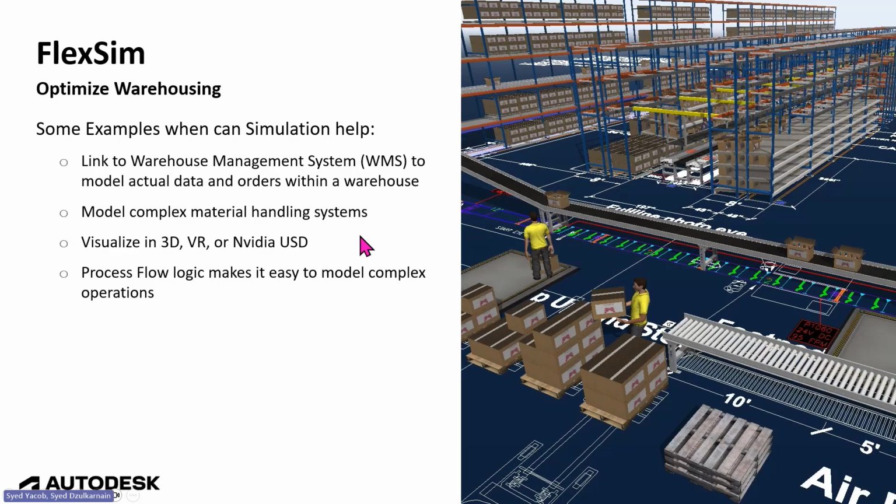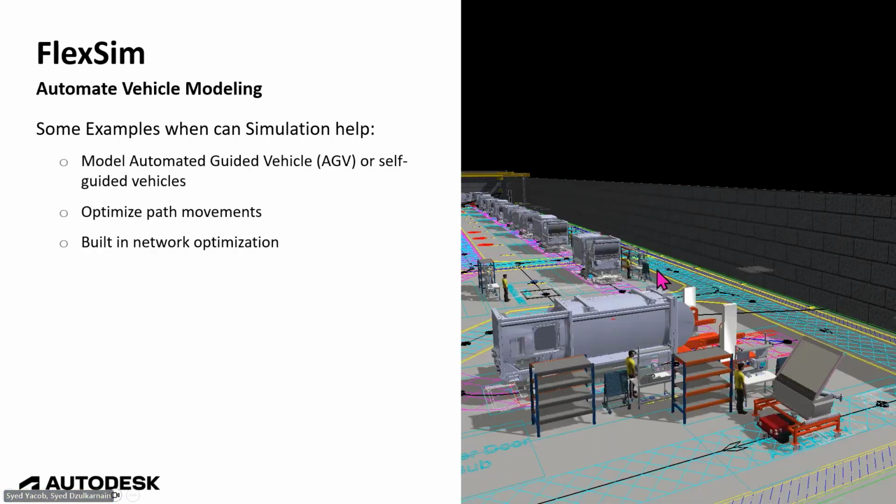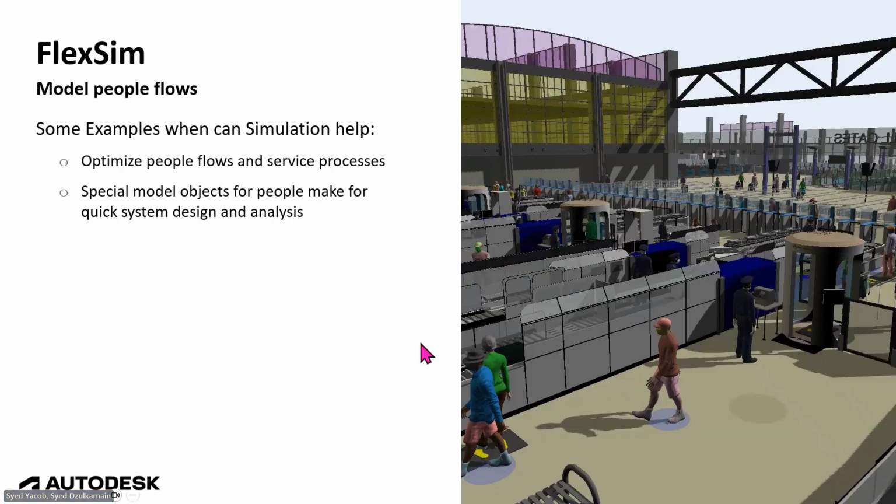You can visualize in 3D, VR, or USD. If you have some AGVs, automated vehicles, the vehicles or sometimes the machines that move around in the factory, you can simulate them as well, not just people. And of course, you can simulate people to optimize the best way to go from one station to another, maybe from the rest area to the stations.